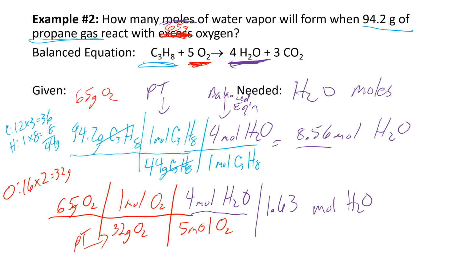So of these two numbers, this is the lower number, and because this is the lower number, this must be the limiting reactant. And it dictates how much is made because we run out of oxygen after 1.63 moles of water. So the 8.56, even though we had enough propane for it, it's not going to happen.